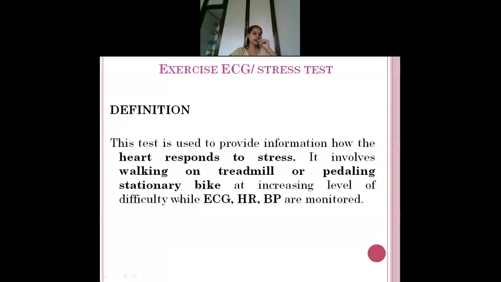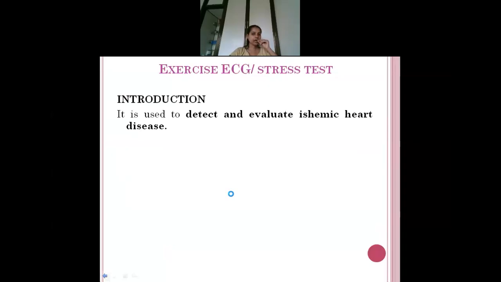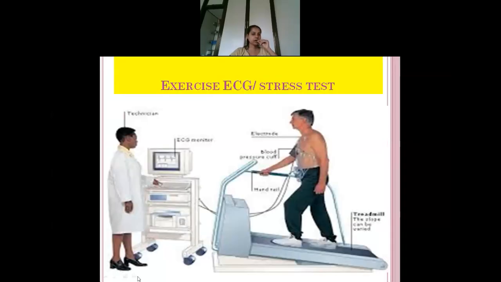The definition of exercise stress test or cardiac stress test is a procedure done to measure the ability of the heart to respond to the stress. Usually in this exercise stress test, some exercises are done, like walking on a treadmill. I'll show you the figure. I think in the first figure we have already seen the treadmill there. So this is actually a treadmill. Usually in gyms you have got that.